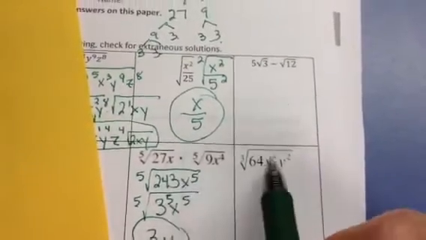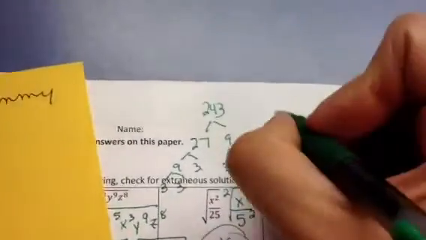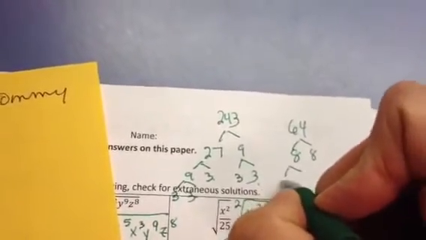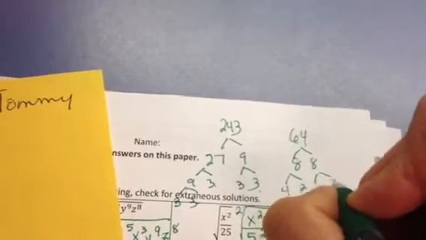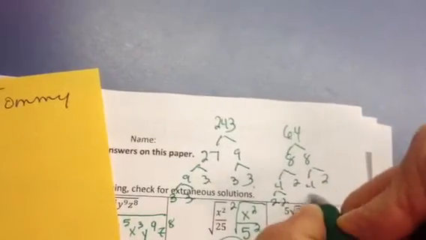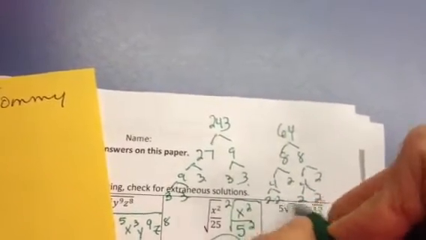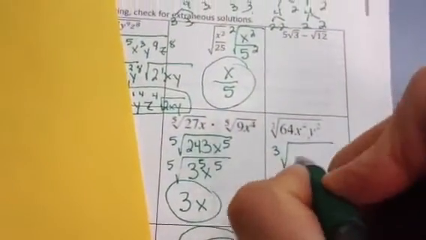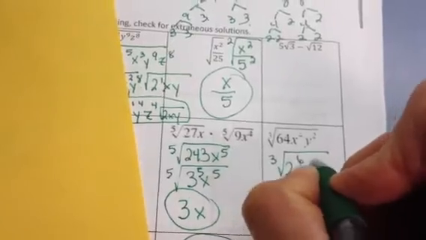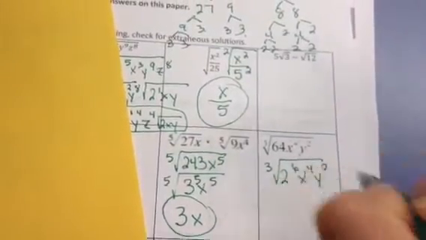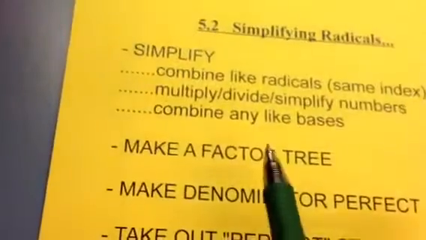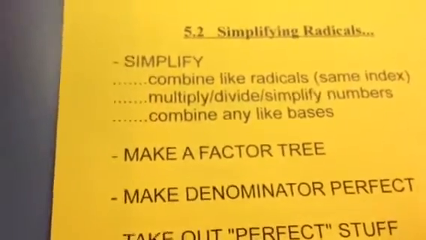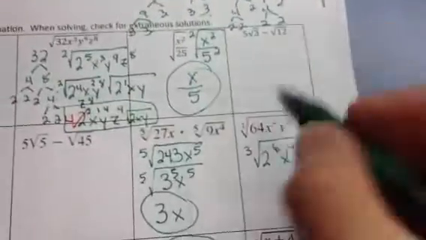We're already at that step, so I'm going to make that factor tree for 64. And again, it doesn't matter how you start your factor tree, we will all end up with the same numbers. So when I'm done with 64, I have 6 2's. And now I want to make the factor tree, make the denominator perfect, don't have that, take out the perfect stuff.